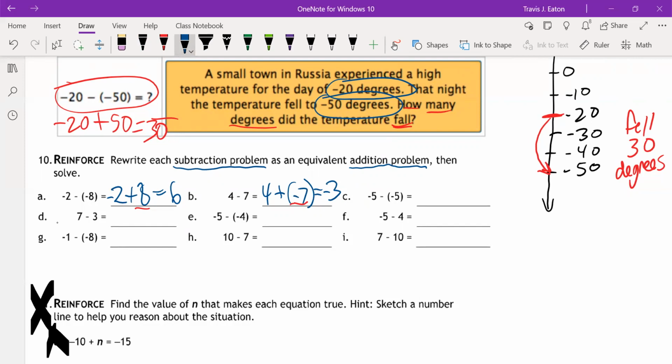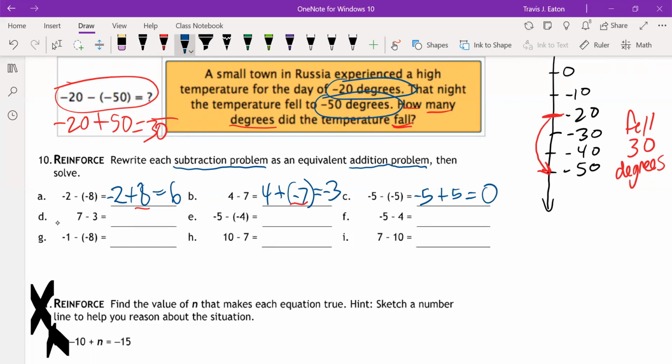Now, a lot of you will look at letter C and be like, well, that's 0. Negative 5 minus negative 5 is 0. No, it's not really. Remember, subtraction is adding the opposite. Work it out. Don't trust yourself yet. Negative 5, I do this all the time. Negative 5 stays the same, the first one. Subtraction, change to addition. The opposite of negative 5 is 5. So negative 5 plus 5 is 0.